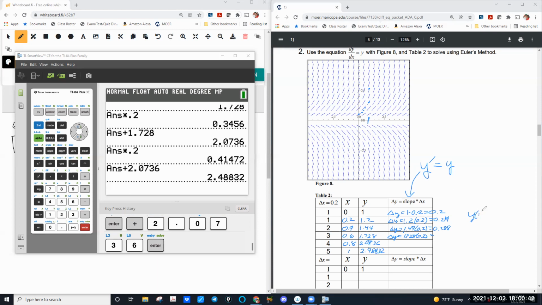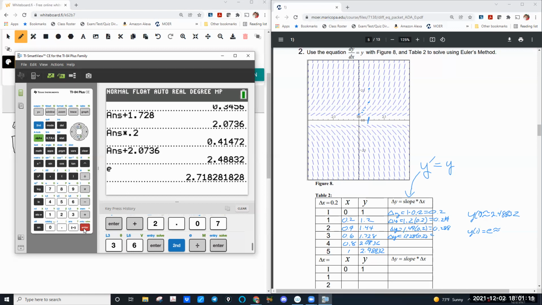So what we find with Euler's Method is that y of 1 is approximately 2.48832. Okay, we know the actual answer. We know y of 1 is e because we know what the solution was. And don't feel like you have to memorize e. There's no reason you're going to have to, but if you don't know it, you can always put it in the calculator. e is about 2.718282. Let's just stop there.